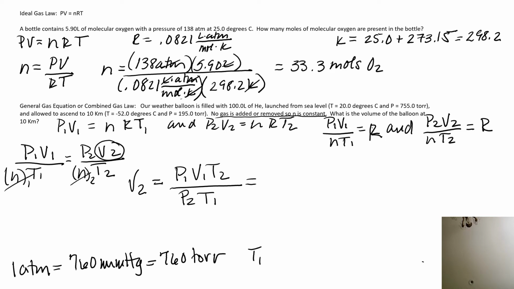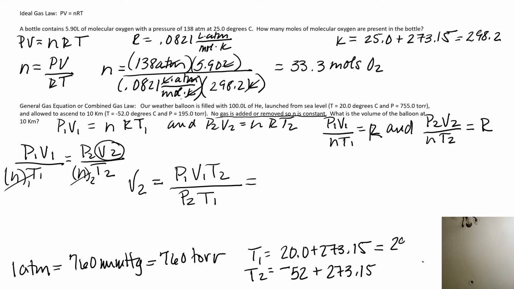So T1 equals 20 plus 273.15, and T2 equals negative 52, that's a negative, plus 273.15. So we get 293.2 and 221.2 Kelvin.